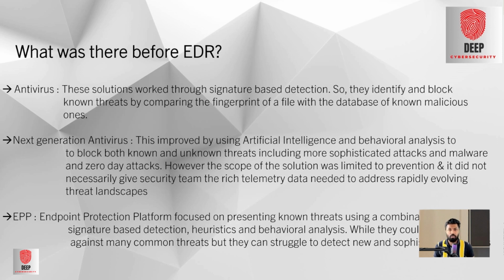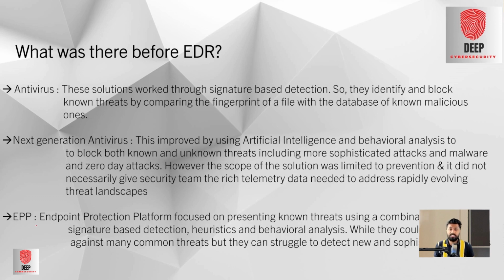Now let us understand what was there before EDR that used to provide endpoint security solutions. The first one we see in the list is antivirus. These solutions worked on signature-based detection. So these solutions could only find known threats from their database. They were incapable of finding unknown threats. Next came next generation antiviruses. These improved on the previous antiviruses because they have behavioral analysis detection capabilities using artificial intelligence. So these solutions were also able to detect unknown threats.